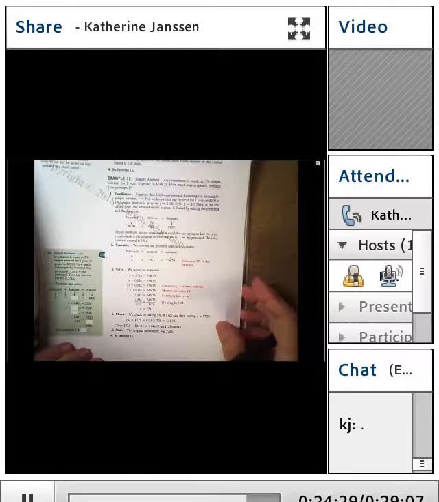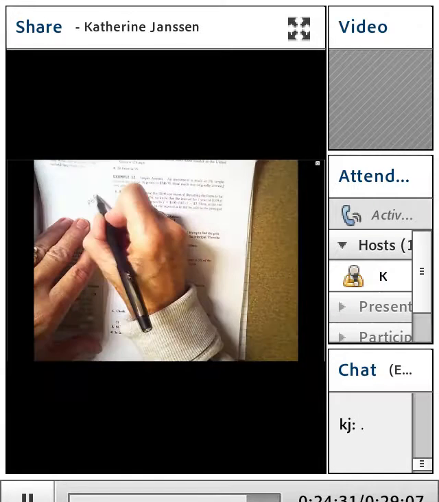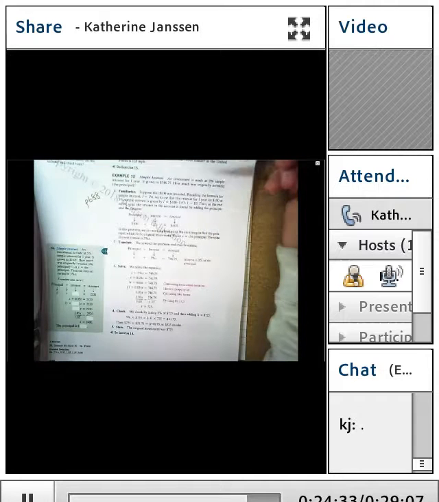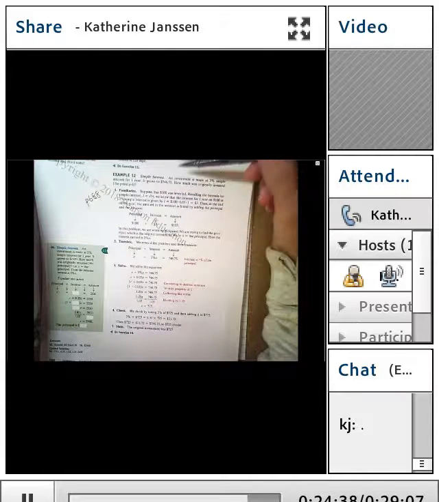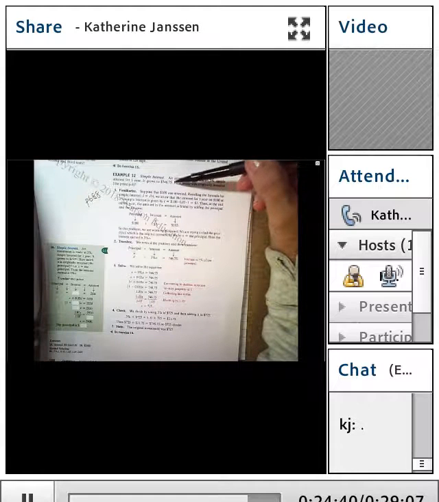This is on page 688. Simple interest. An investment is made at 3% simple interest for 1 year. It grows to $746.75. How much was originally invested?